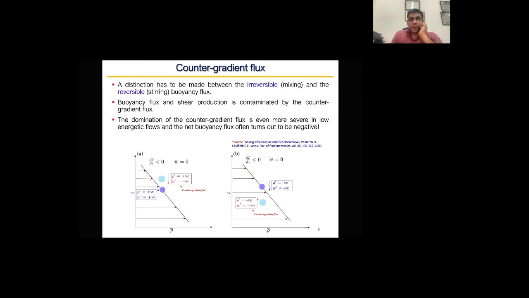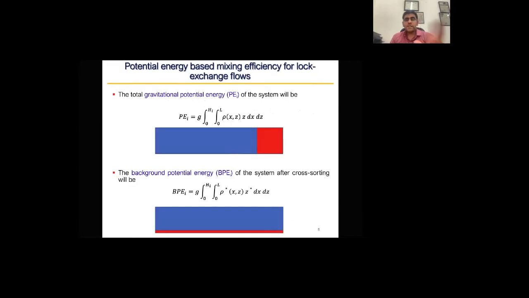I have already explained what this counter gradient flux is. The definitions of mixing efficiency that we have so far don't distinguish between the irreversible and the reversible buoyancy fluxes. Hence, there is a need to rephrase mixing efficiency in a better fashion, which brings us to the third definition, which is based on the potential energy in the system.